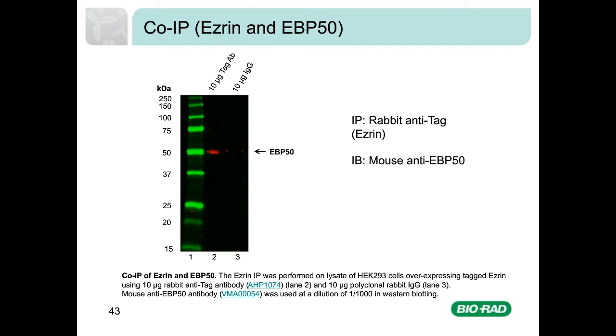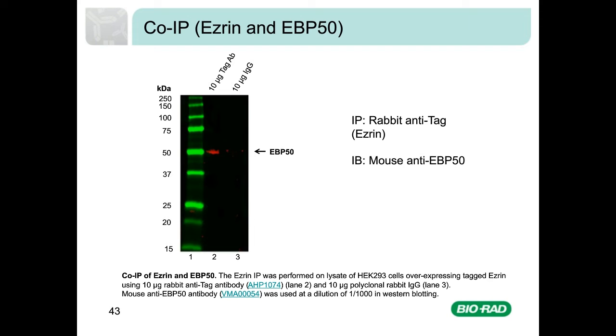EBP50 was detected in the IP, not in the mock IP sample, which highlights specificity. The interaction between EBP50 and Ezrin is well established. However, if the observed interaction was a novel one, an IP targeting EBP50 followed by detection with an anti-Ezrin antibody would be required in order to confirm the interaction. As highlighted earlier, it is essential to perform the co-IPs both ways.